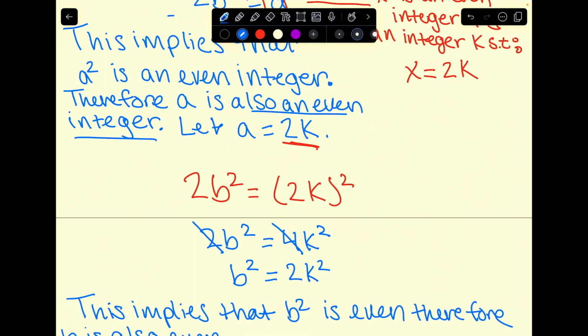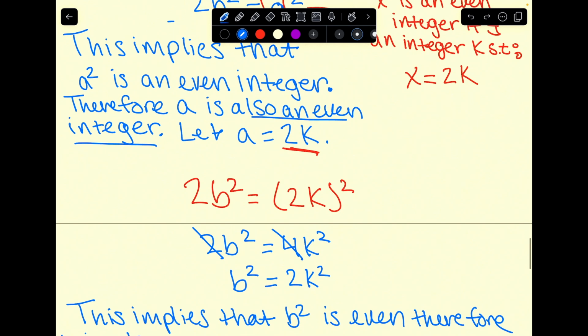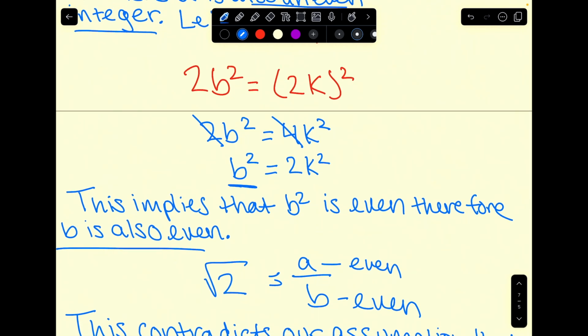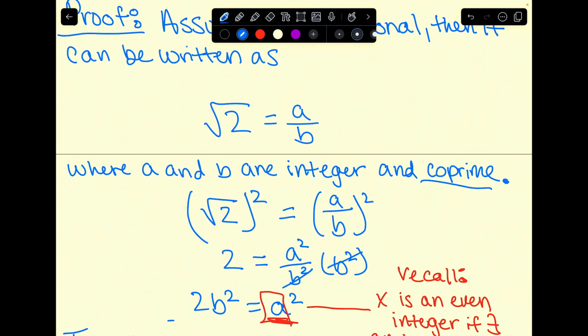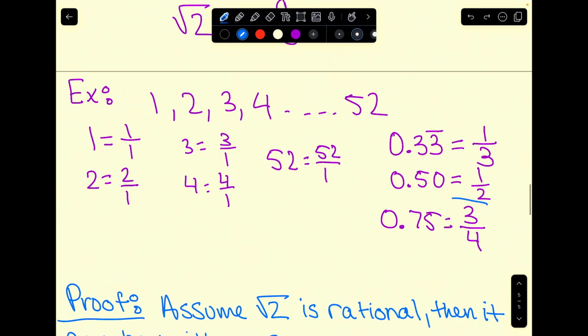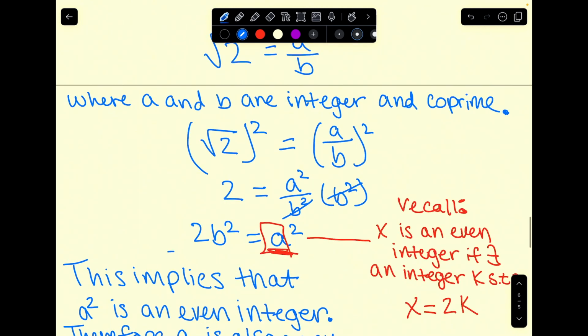And then since a was an even integer, we used the definition of an even integer to plug that in and simplify further. Then we saw that just like a squared was an even integer, b squared was also an even integer, and therefore b was also even. So we were able to conclude through some simplification and substitution that both a and b were even, which contradicted our claim that they were coprime, because even integers can be reduced by at least 2, and coprime integers in a fraction can't be reduced at all, like our examples up here. So as a result, this contradicted our claim, and our assumption has to be false. And that means the square root of 2 is indeed irrational, which is what we set out to prove in the first place.